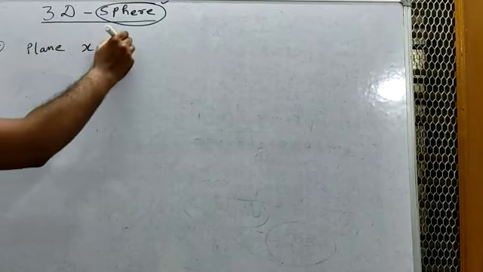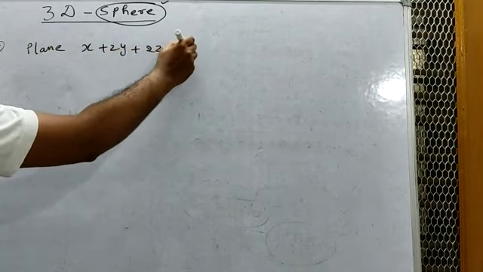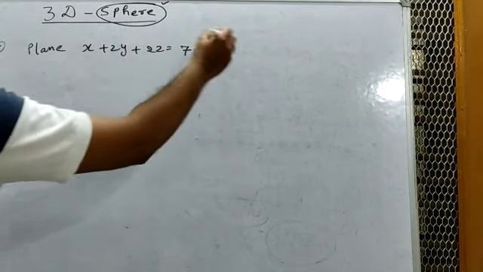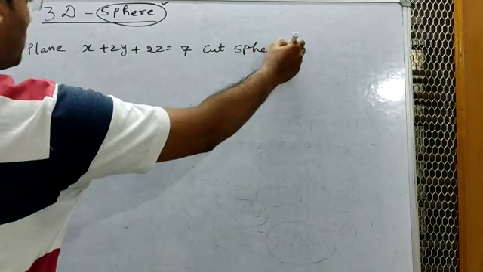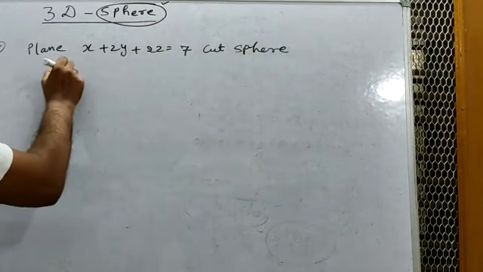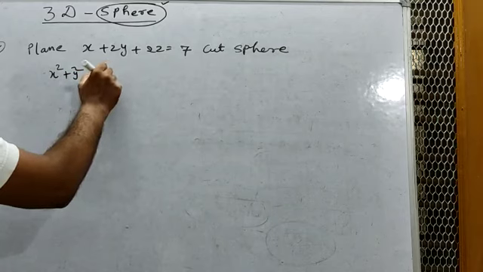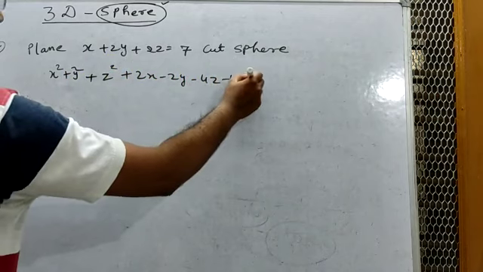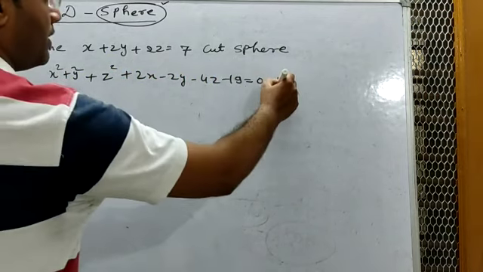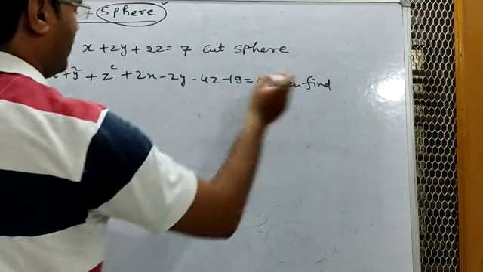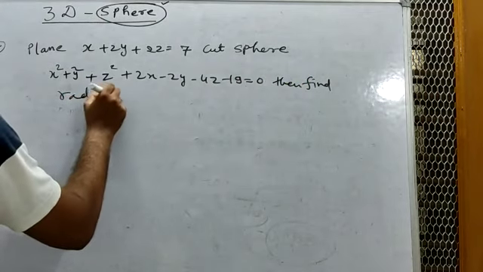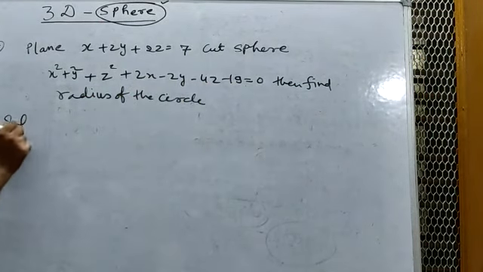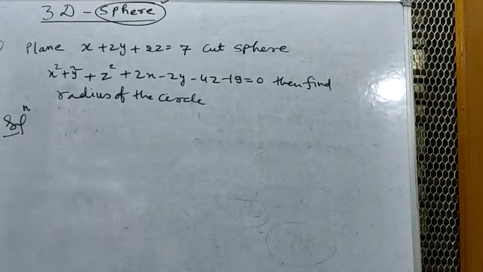A plane is given: x plus 2y plus 2z equal to 7. The given plane cuts the sphere x square plus y square plus z square plus 2x minus 2y minus 4z minus 19 equal to 0. Then find the radius of the circle. This is also a very interesting question and is asked in numerous competitive exams.